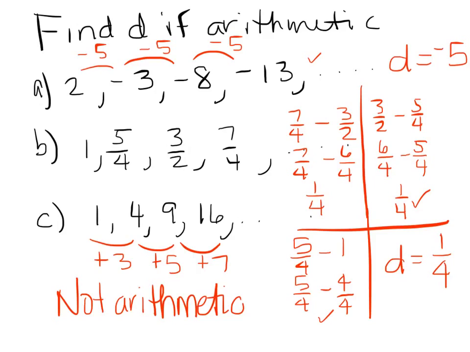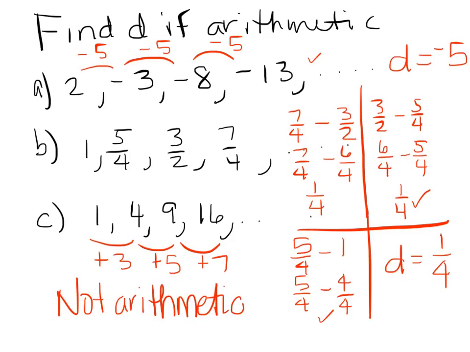Of course, the first one's fairly straightforward. You're subtracting 5 every time. It's pretty easy to see. Just write it down, D equals -5. But the second one was a little harder to see, so I decided to do the test that the difference has to be a term minus the previous term. So I started on the right-hand side, and I said 7/4 minus 3/2, and of course I need a common denominator, and I end up with 1/4 as that answer.